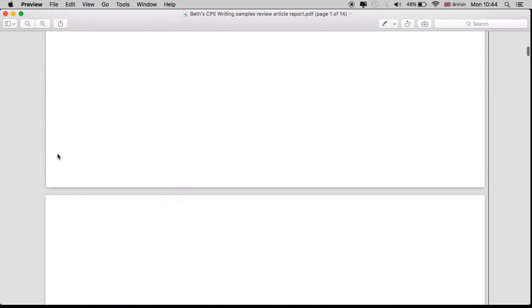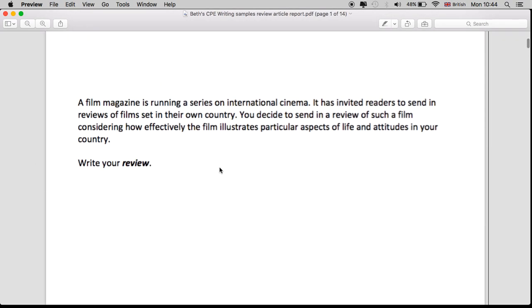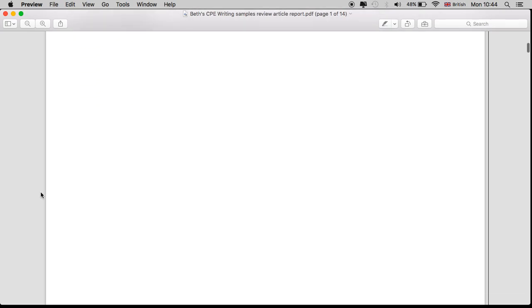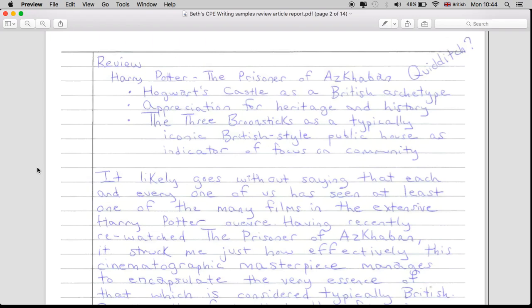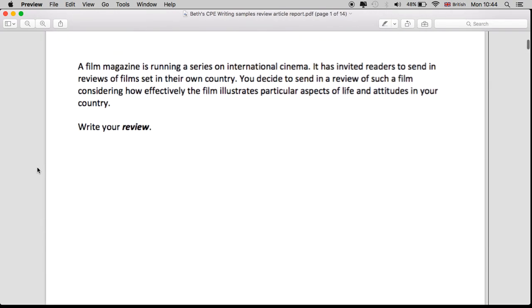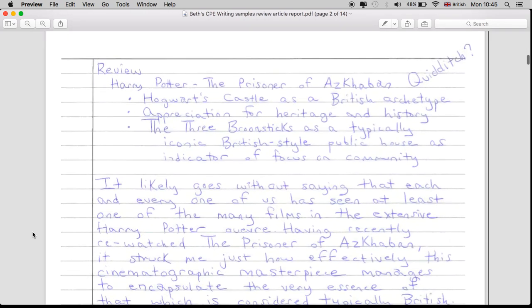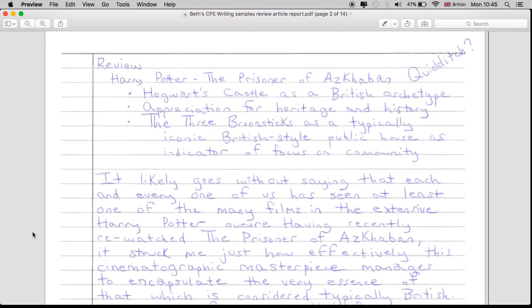Thing is, my country, well, you can probably tell from my accent that I'm American, or North American anyway, but I couldn't think of anything when I was brainstorming ideas during the exam. I couldn't think of anything specifically American that I might want to write about. So I started thinking about a film which would illustrate life and attitudes in the UK. Now again, nobody's checking whether I'm American or British. It's just really about my writing and do I answer the question adequately and in C2 level English.